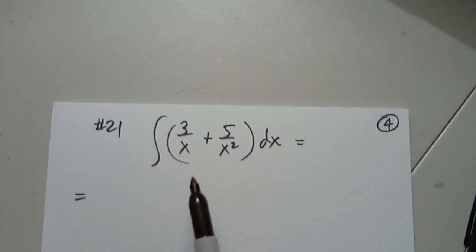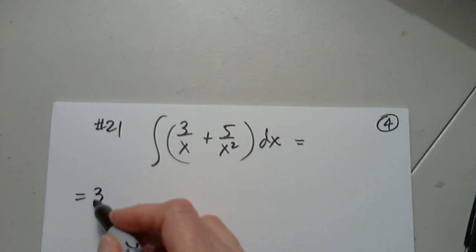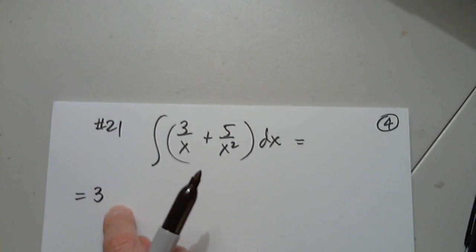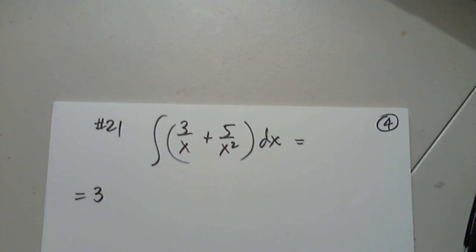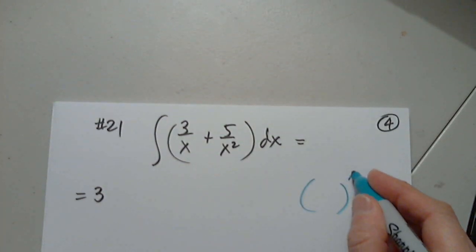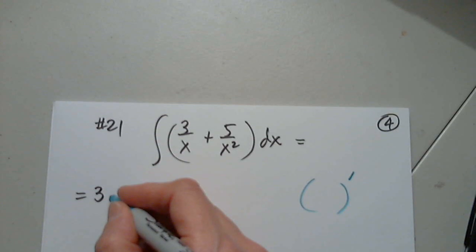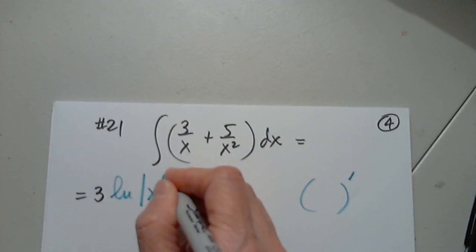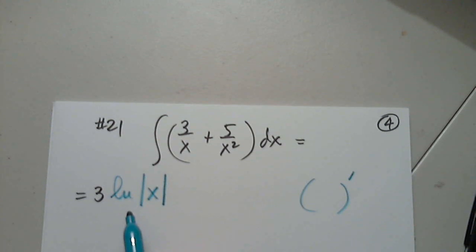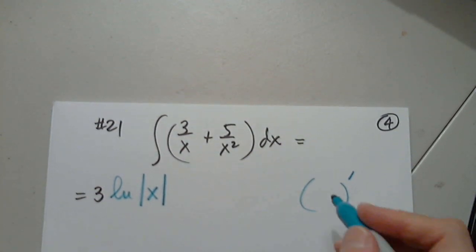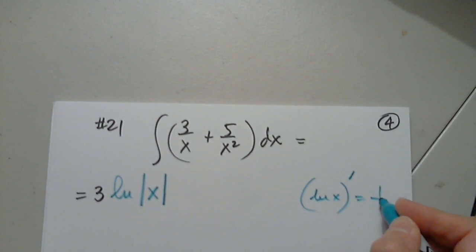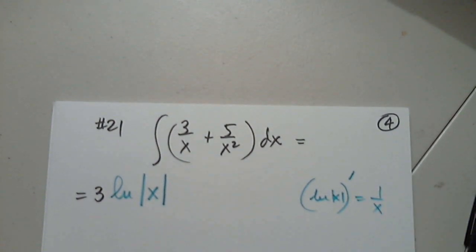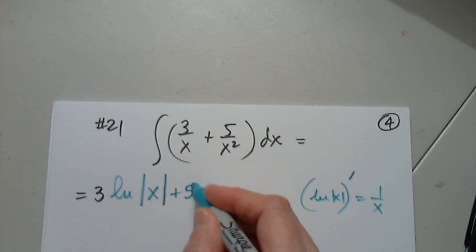Now, anyone remembers, so the 3 stays outside. Which function prime is 1 over x? So let me address this on the side. There is one function that we, say it again? ln. Excellent, thank you very much. And if you remember a long time ago, we said that we normally have to put the absolute value. So the natural log of the absolute value of x has derivative 1 over x. Awesome. Now, plus 5.